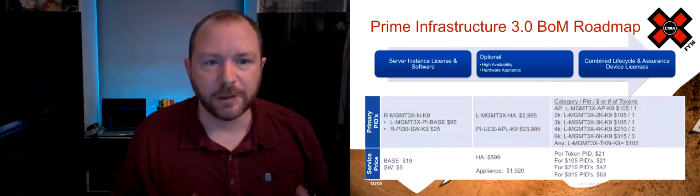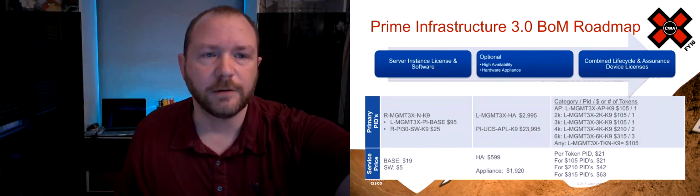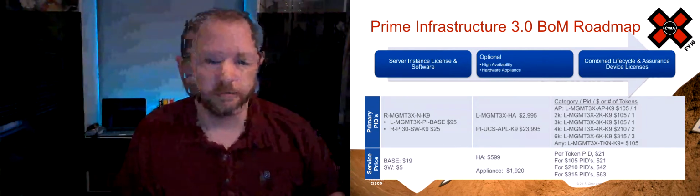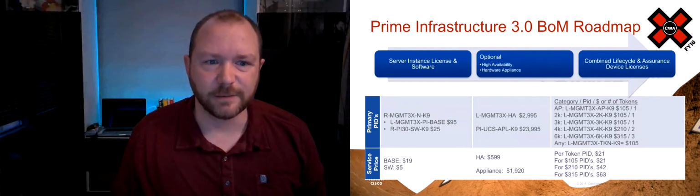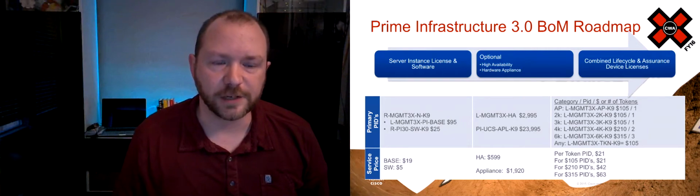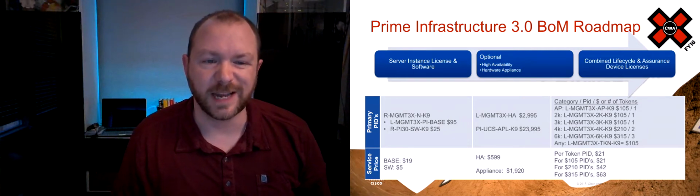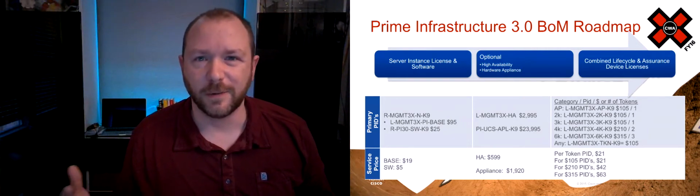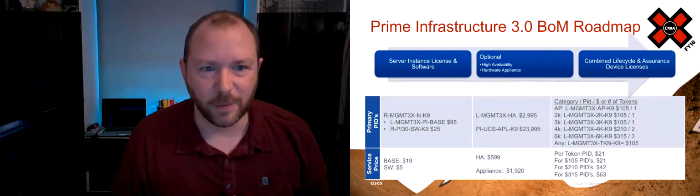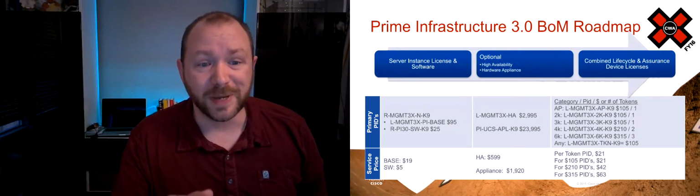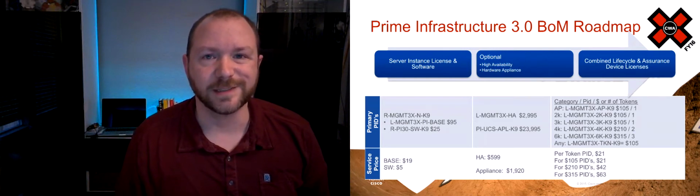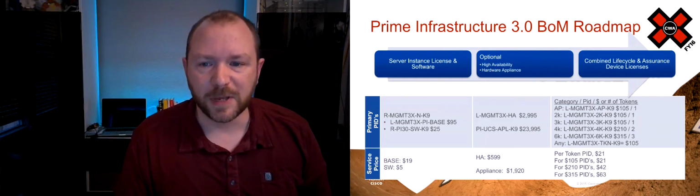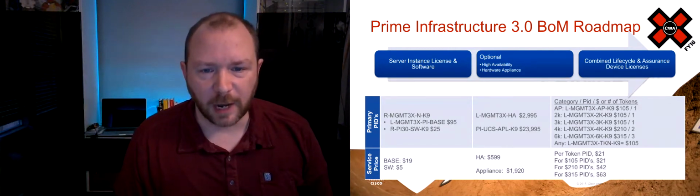So again, if you're familiar with how to order Prime Infrastructure 2, you probably remember that you've used R-PI2X. What's different now is you start with R-MGMT3X-N-K9. I know why, but it's that way. But you still get base and software, just like with earlier versions of Prime Infrastructure, and the cost is the same. That middle column is all about those optional things.